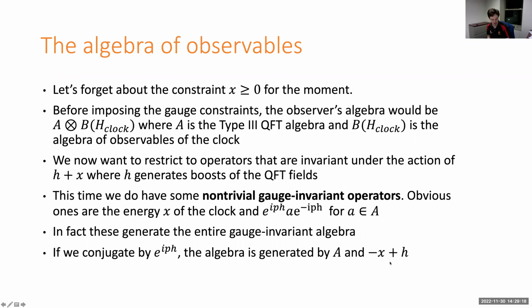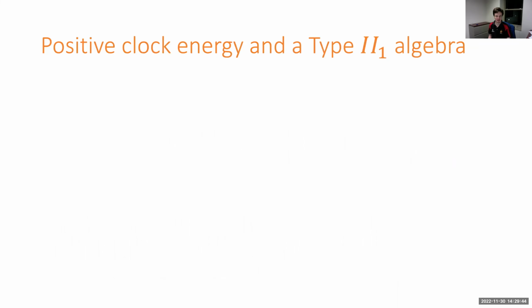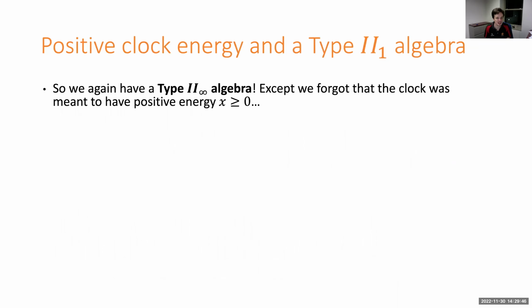That should sound somewhat familiar. It's actually exactly the same as the black hole algebra, so long as we identify the energy of the clock with minus the left ADM mass of the black hole, little h_L. Okay, so before, the algebra was generated by the QFT algebra together with H_R equals H_L plus H. Now it's A plus minus X plus H. So X is playing the role of minus H_L. Okay, so it seems like we again have a type II infinity algebra, exactly the same one basically that we had before in the black hole case.